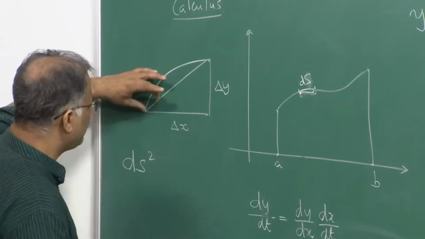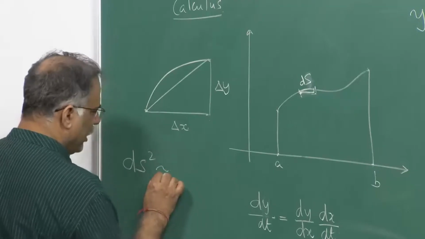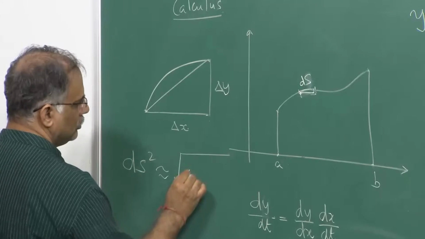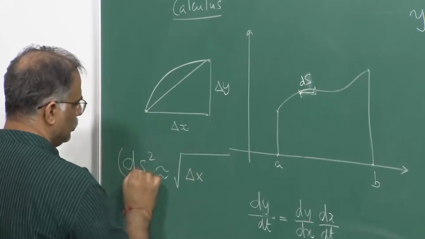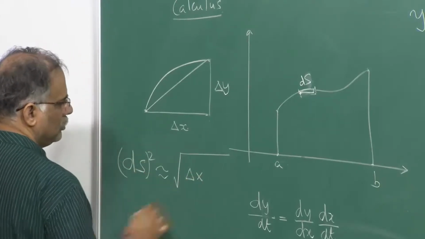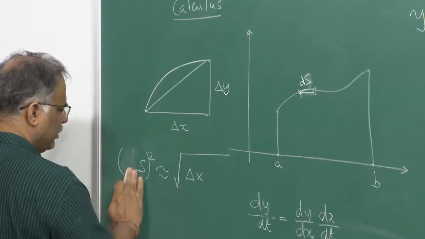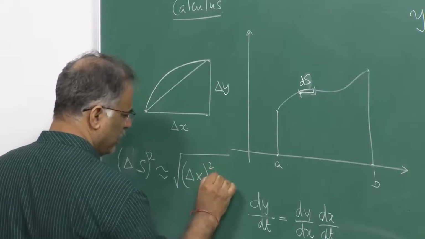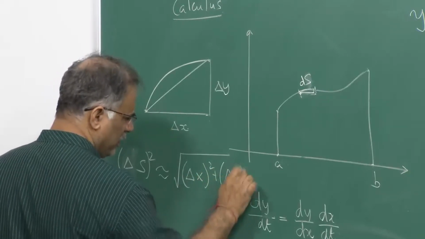when s is very, very small is almost the same as, or rather I should write, del x square plus del y square.